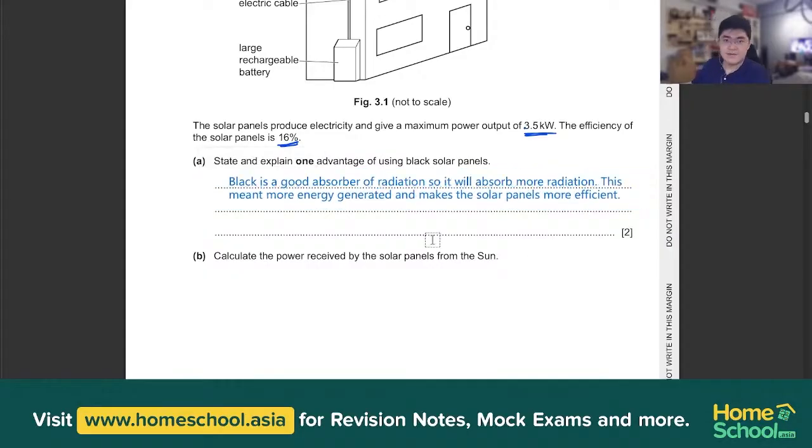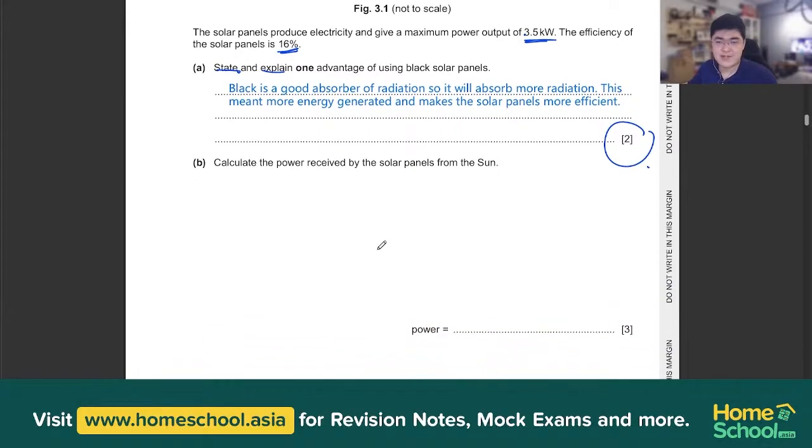All right. So yeah, here as you can see, we need to state and explain. State is 1 mark and explain is the second mark, so we get 2 marks out of it. All right. Now let's move on to part B, which is the quantitative part of the explanation of the answers.